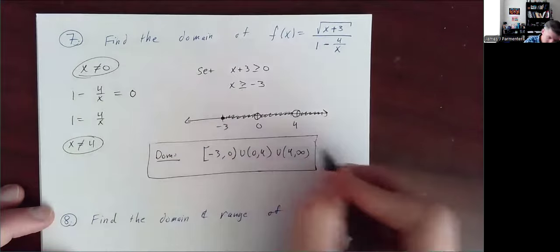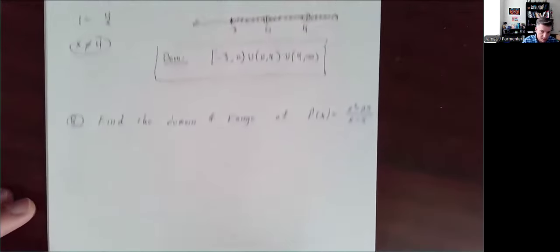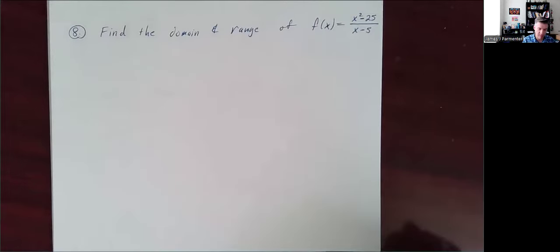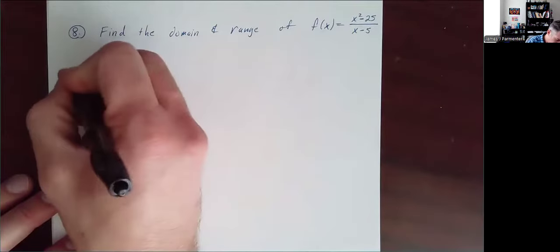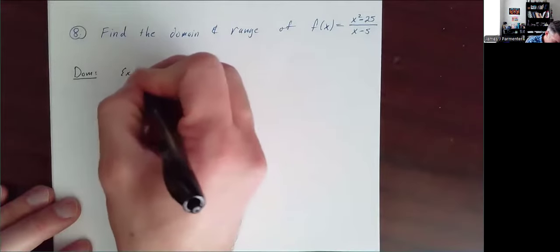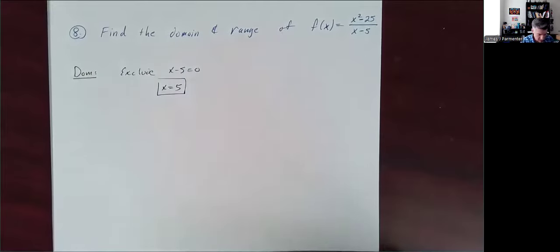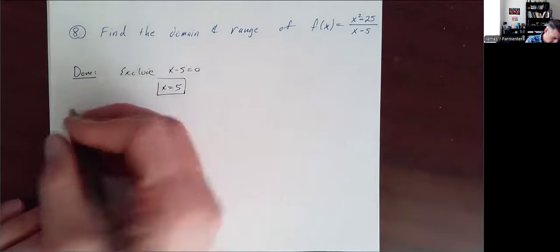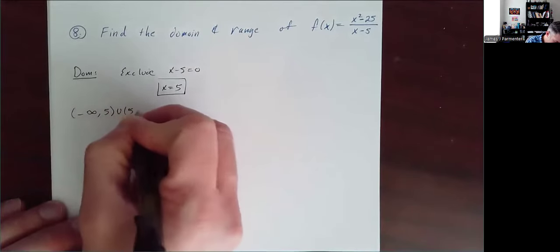Okay. I got one more here, and then I have one more I'm going to make up because there's one more thing I want to make sure you see. So find the domain and range of x squared minus 25 over x minus 5. So this one does have a range question as well. We're getting into the range bit. Let's talk about domain first. The domain, well, again, we're just going to exclude where the denominator is 0. So we want to exclude where x minus 5 equals 0, in other words, where x is equal to 5. Excuse me. And then our domain here would be everything but 5: -infinity to 5, union 5 to infinity.